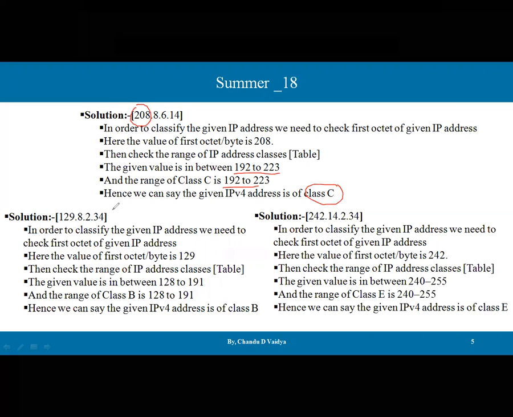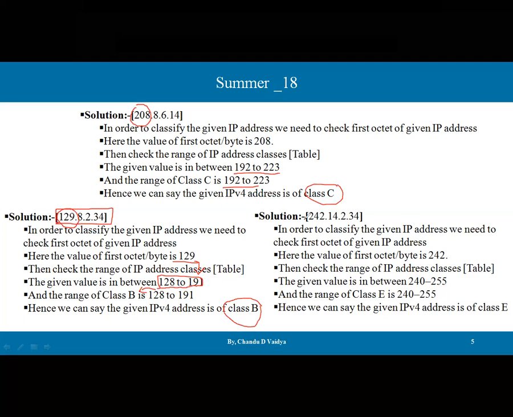Another IP address is given: 129.8.2.34. So check the first octet value, that is 129. Go to the table where the ranges are, and check where 129 lies. So 128 to 191, here it lies. So this range belongs to class B. So directly say this belongs to class B.